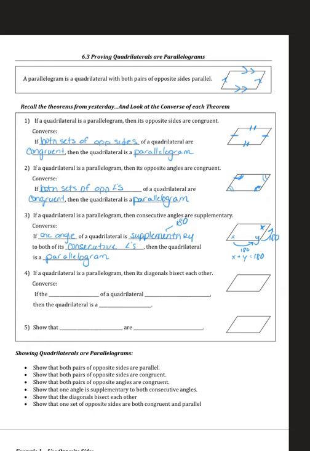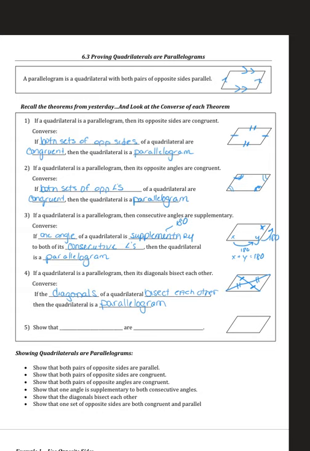Okay, the next one deals with the diagonals. So we learned on the previous lesson that if it's a parallelogram, then diagonals bisect each other. So today we're going to talk about if the diagonals bisect each other, then we know it's a parallelogram. So in other words, if I look at the picture and I see that this diagonal is marked the same and I see that this diagonal is marked the same, then that has to be a parallelogram.